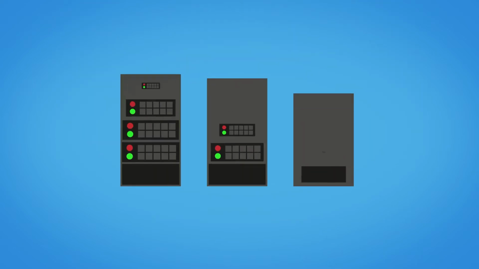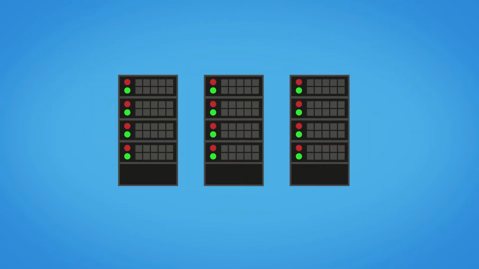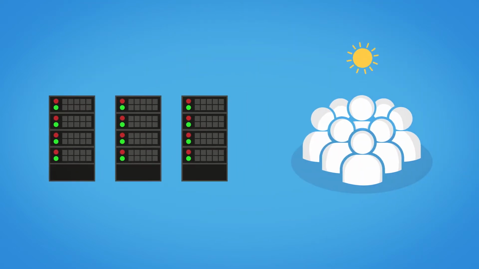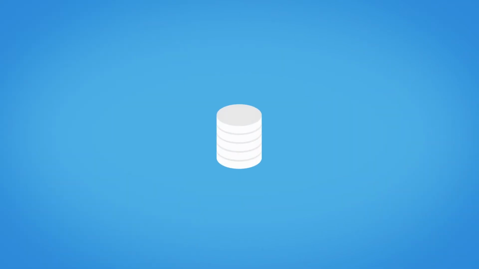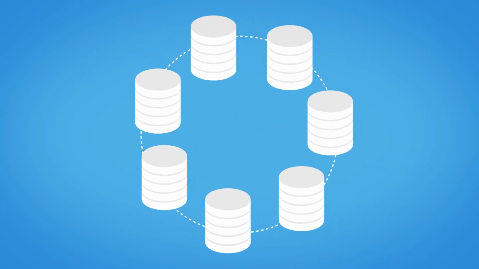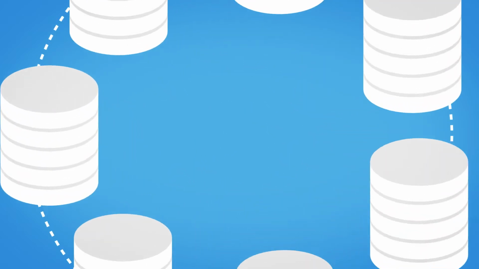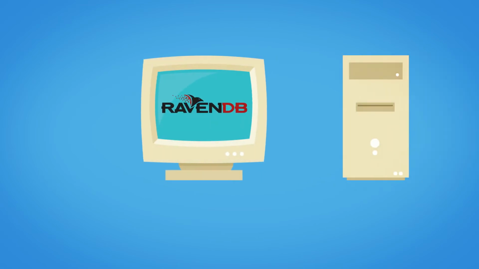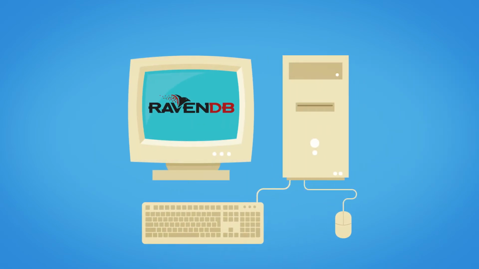Set up a multi-server data cluster and replicate your data to multiple nodes to provide non-stop availability for your users. Scale out instantly by adding new machines on demand to handle increasing traffic. RavenDB works well on older hardware, allowing you to maintain your existing IT infrastructure on cheaper machines.